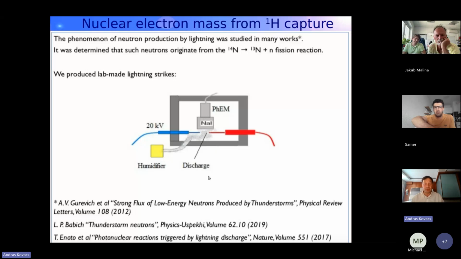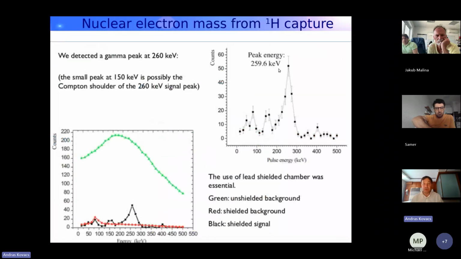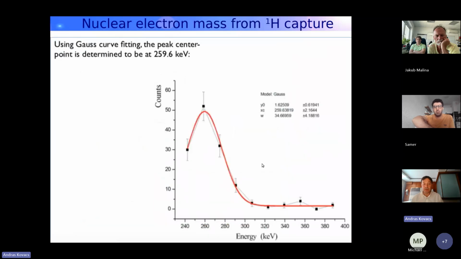This experimental setup has been inspired by reported lightning experiments. It has been established quite well in the literature that there is neutron production during lightnings. So there is some kind of nuclear reaction that lightnings create, and this we wanted to investigate. When we did this experiment with 20 kilovolts, what we saw is the appearance of a gamma peak at 259.6 kiloelectron volts. You can see this very nice gamma peak here.